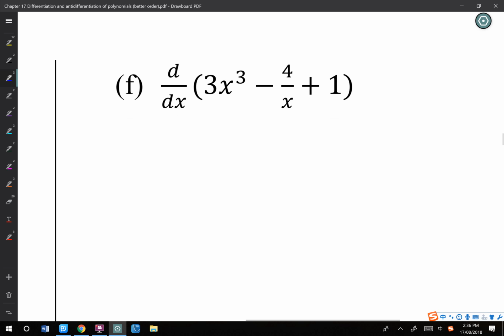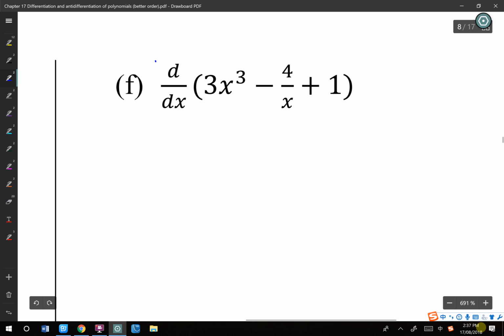Okay, next one. There is nothing difficult in this question, but it's the notation. What does this notation mean? This notation is the instruction. Instruction of doing what? Instruction to diff that function. So overall, this means the gradient of that function.